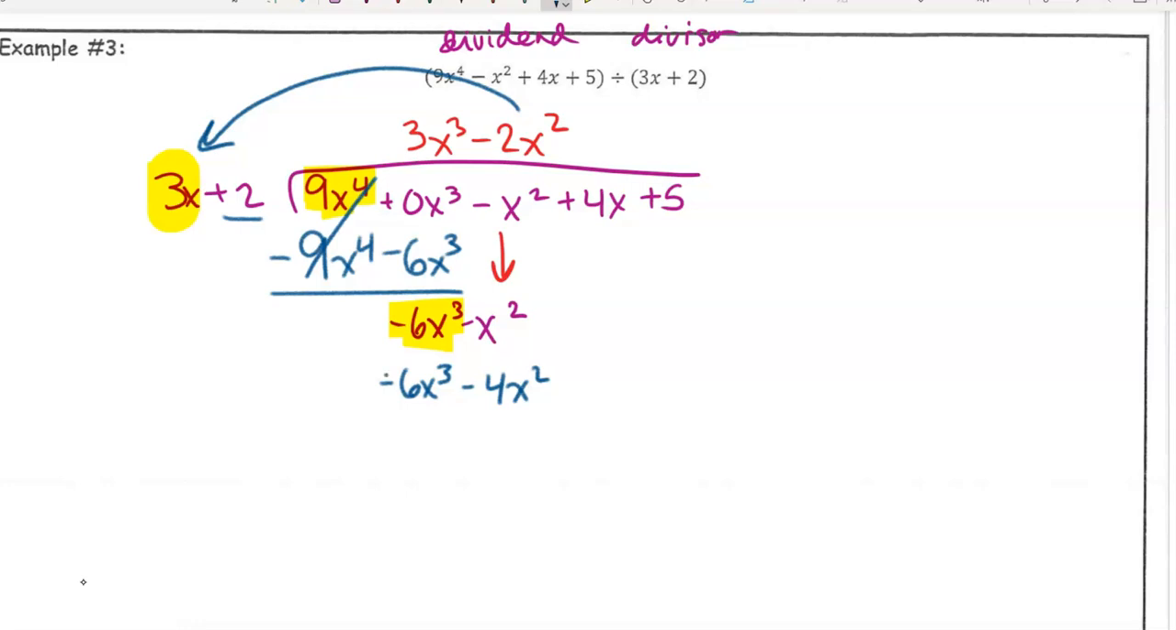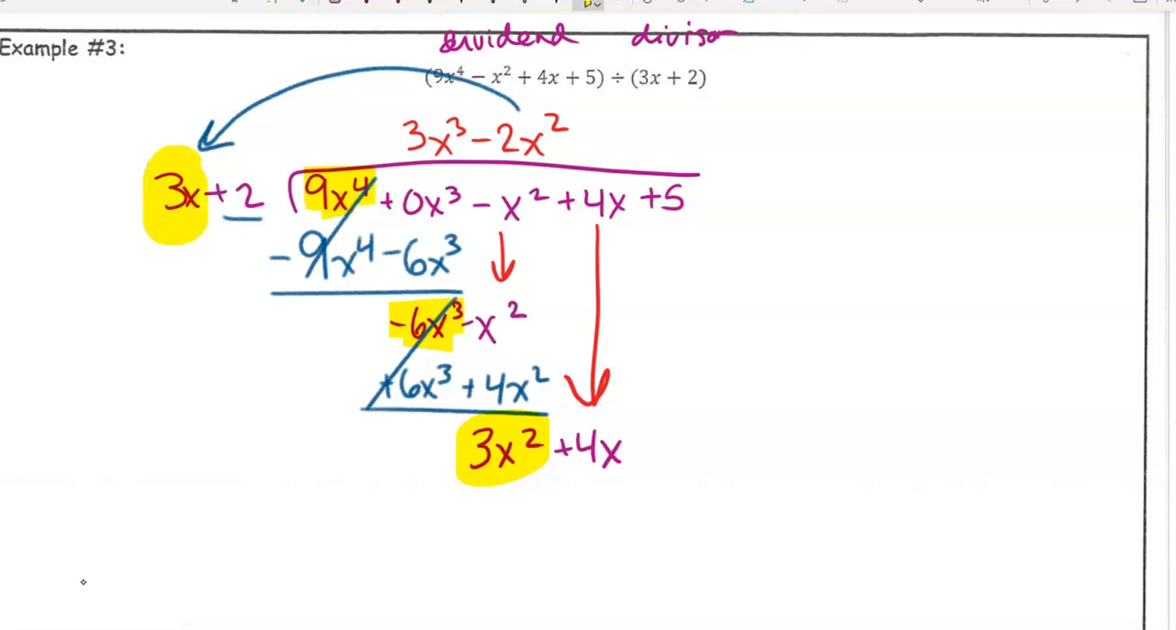And then we change signs so we can subtract. 6x cubed and negative 6x cubed cancel out. Negative x squared plus 4x. We're left with 3x cubed. Next is to bring down the next term. Positive 4x. And we go back into dividing.